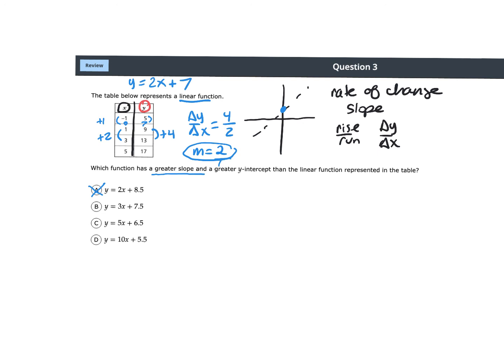The only one that fits that bill is choice B, so I'm going to cross off C and D because 6.5 and 5.5 are both smaller than 7. That means our choice B is our answer. It has a larger slope, 3, and it has a larger y-intercept, 7.5.